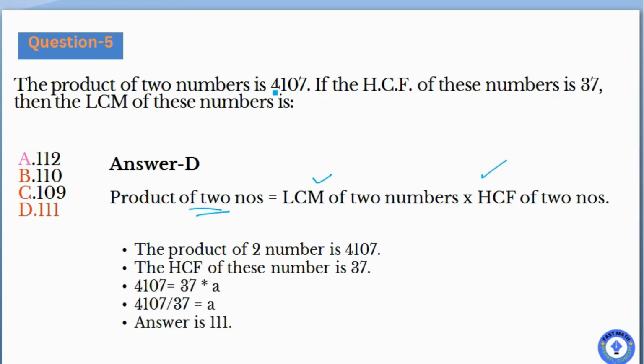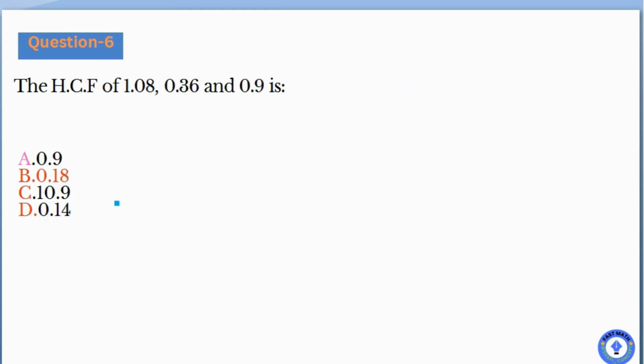The product of the numbers is given as 4107 and the HCF of these numbers is given as 37. What will it be? 4107 is equivalent to 37 into A, and A is equivalent to 111. That is, D is the answer. Let's move to the sixth question.